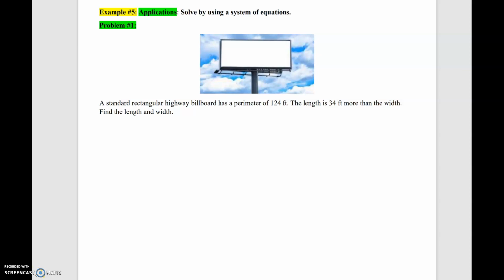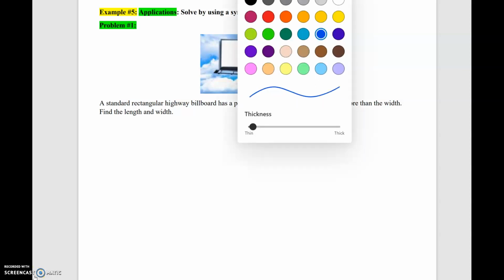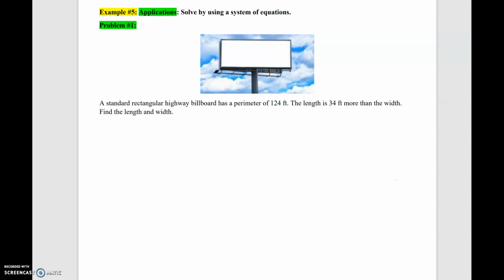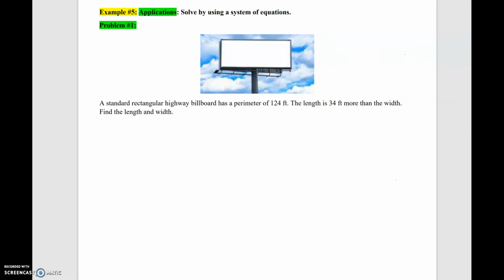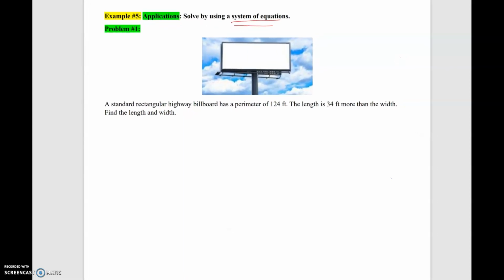Hi class, let's take a look at a word problem. The instructions ask us to solve it by using a system of equations. Here's the information that we're given. We're looking at a billboard, and you're given that the perimeter is 124 feet.